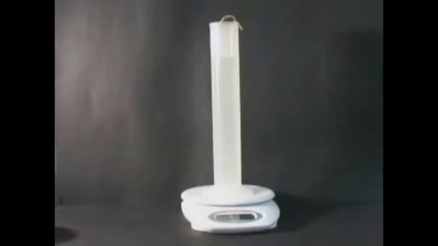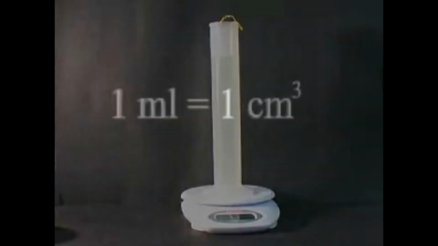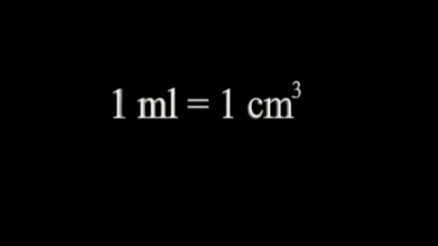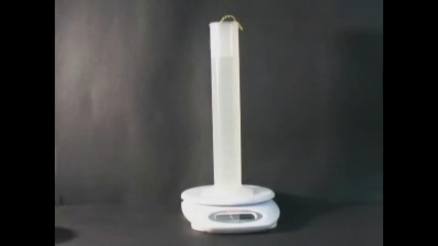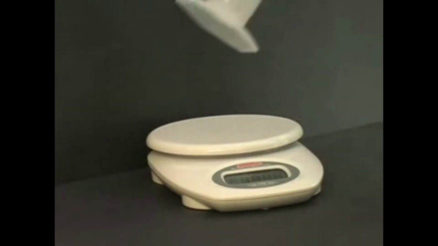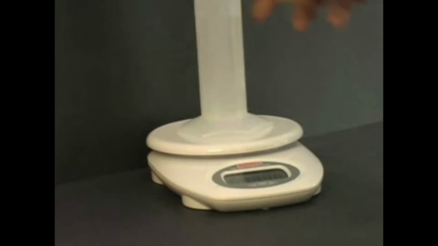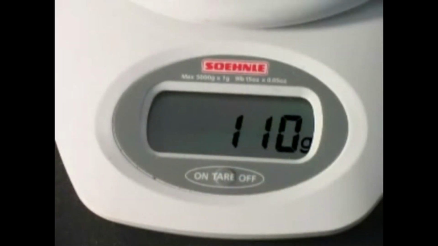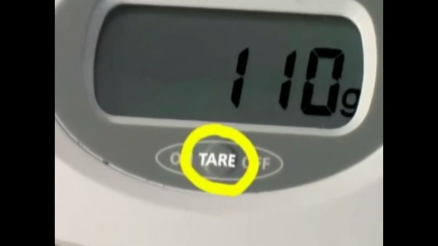Now to calculate the density of water. Let's determine a volume of water using a graduated cylinder. This graduated cylinder is calibrated in milliliters, the common volume unit for liquids. 1 milliliter is equal to 1 cubic centimeter. Because we will be measuring the mass of the water in the cylinder, we need to subtract the mass of the cylinder from the total mass of the water plus cylinder. A digital scale makes that easy to do. Sit the empty cylinder on the scale. The mass of the cylinder is displayed as 110 grams. Press tare, and the mass of the cylinder is subtracted.